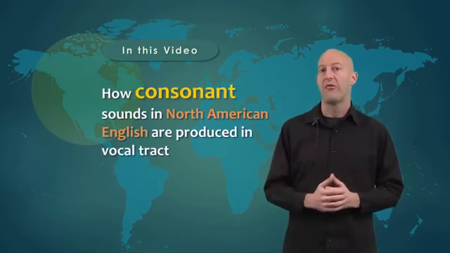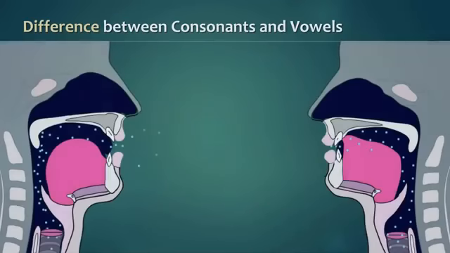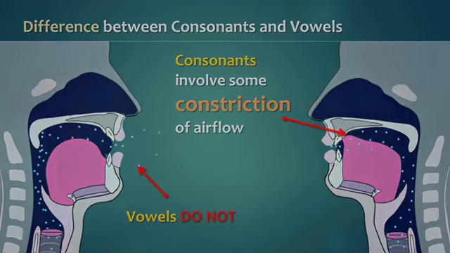So, just a note, we will be focusing on the phonetics of spoken languages, and more specifically, consonant sounds in North American English in this video. So, what's the difference between consonants and vowels, you might ask? Well, basically, consonants involve some constriction of airflow, whereas vowels do not.